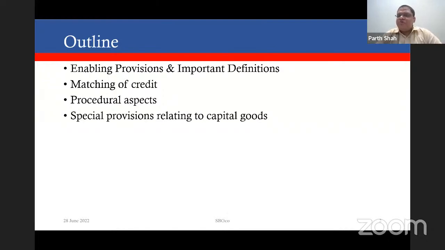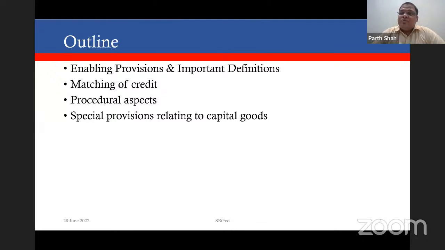Friends, before I begin, since it's an introductory session on input tax credit, I think it is important for us to understand and appreciate that input tax credit is one of the most important pillars of the GST law. Why? Because it is one of those elements which helps us as a business to reduce our output tax liability. It's available as an offset against our output tax liability, and therefore it's a benefit which each business is claiming.